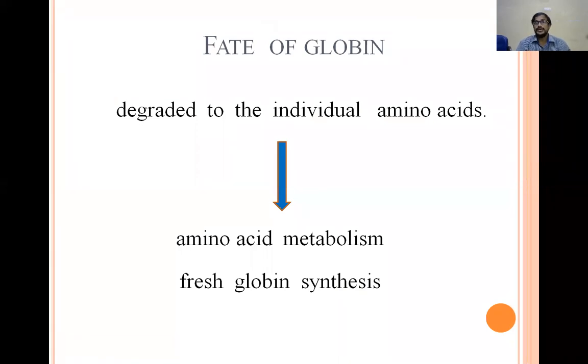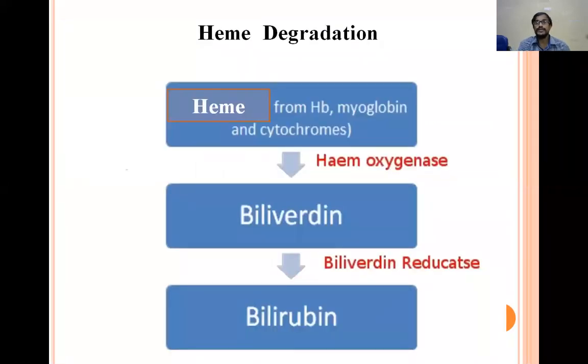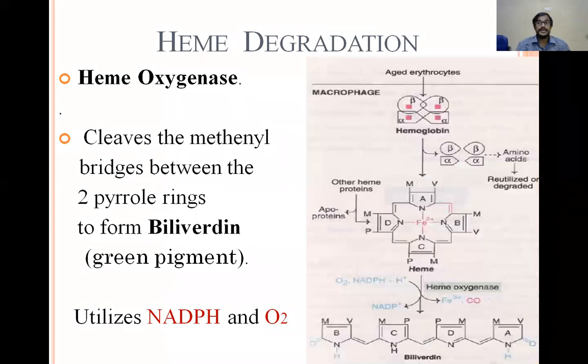So this we have already seen, the fate of the globin. We know it is degraded to individual amino acids, and these amino acids will go to different amino acid metabolism, or they can be utilized for fresh globin chains. And coming to heme, we know heme is converted to biliverdin by heme oxygenase, and biliverdin is converted to bilirubin by biliverdin reductase. This is the fate of the heme. Degradation of heme is nothing but it is degraded to biliverdin and bilirubin. So this is the heme degradation.